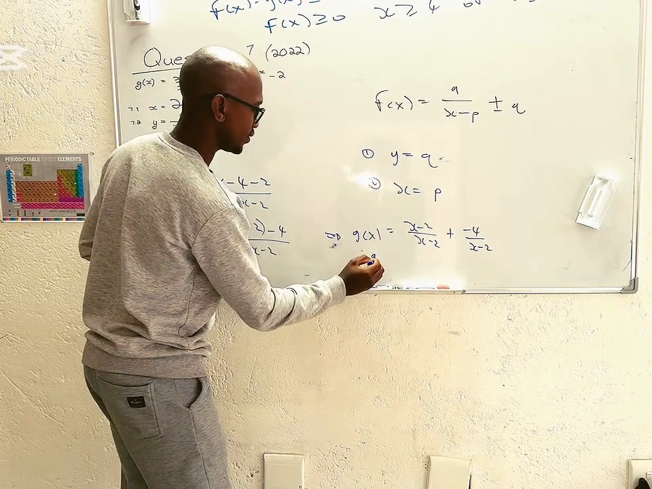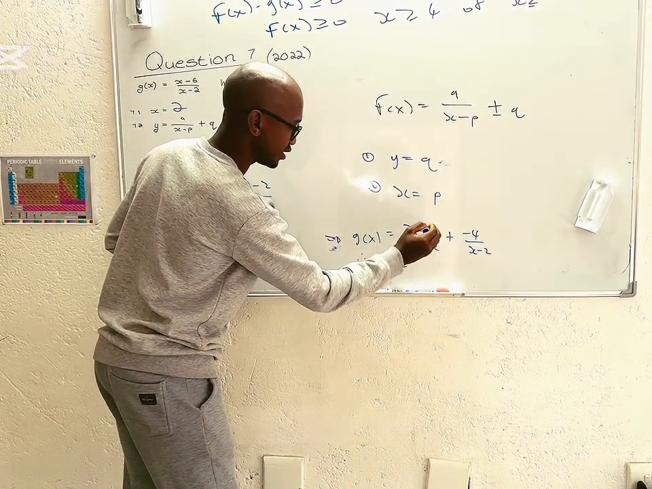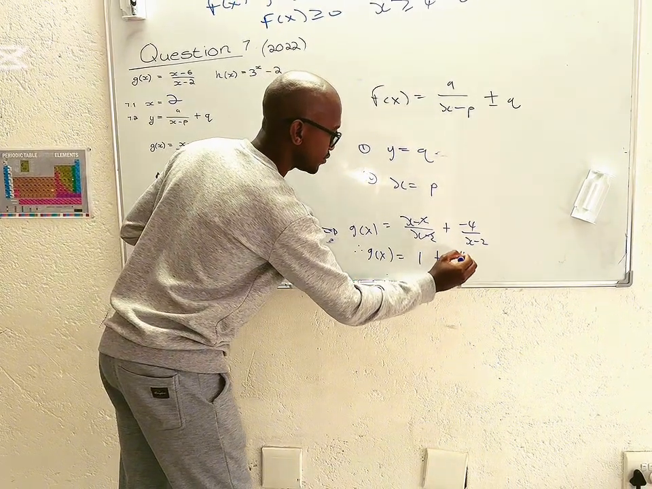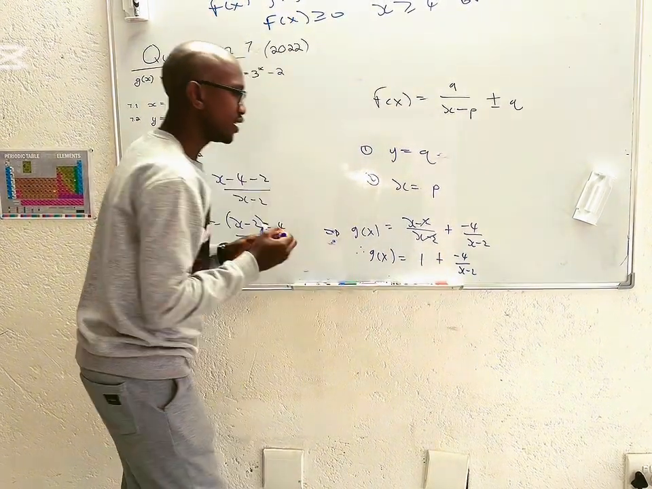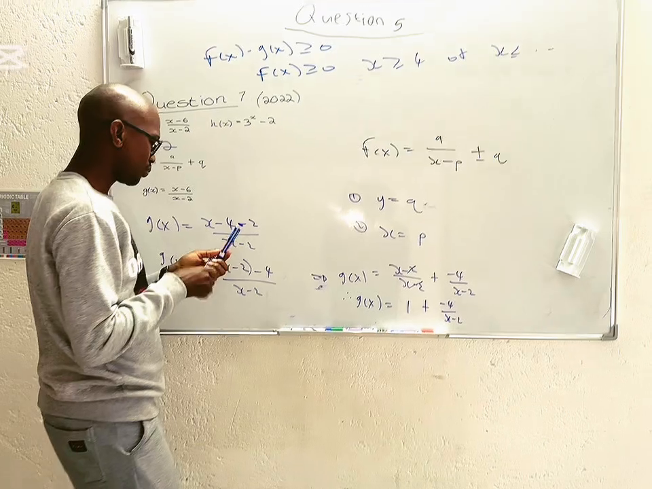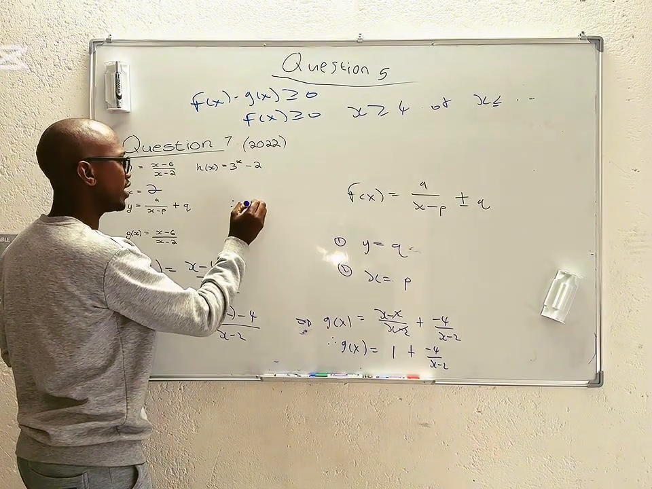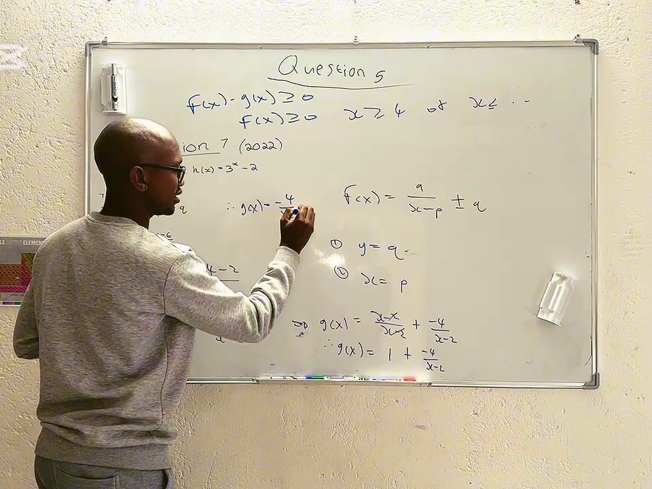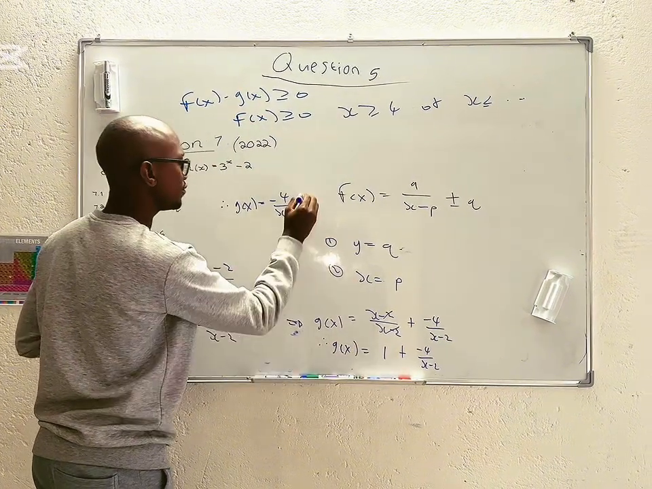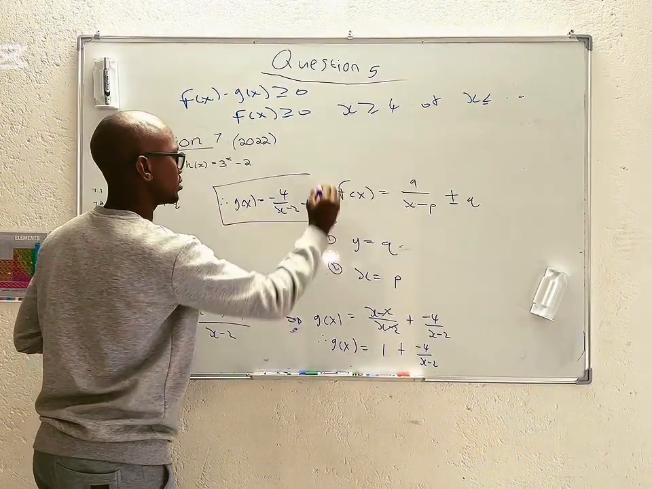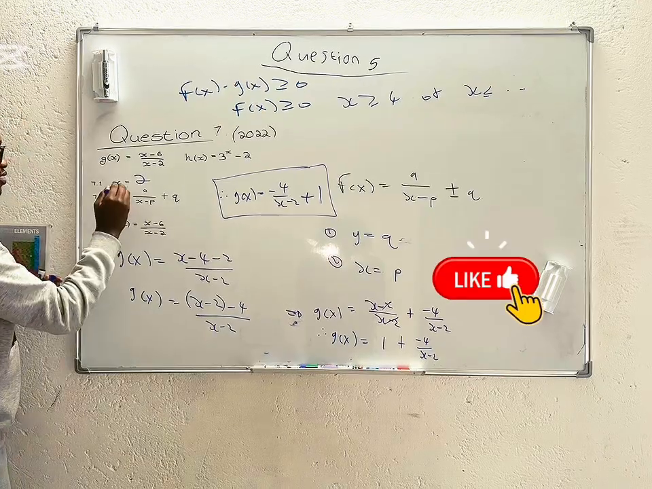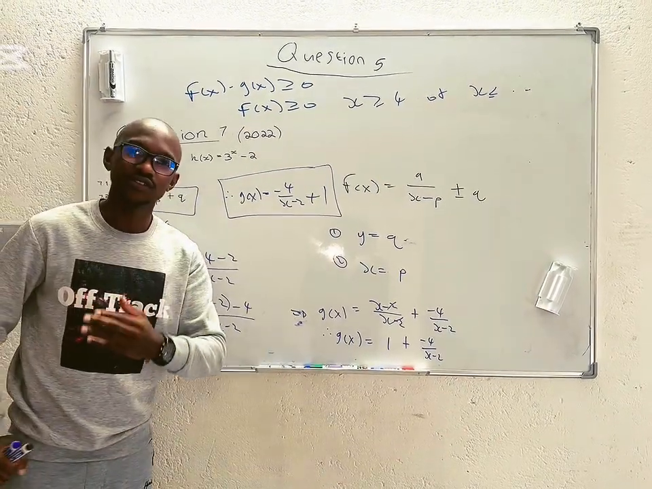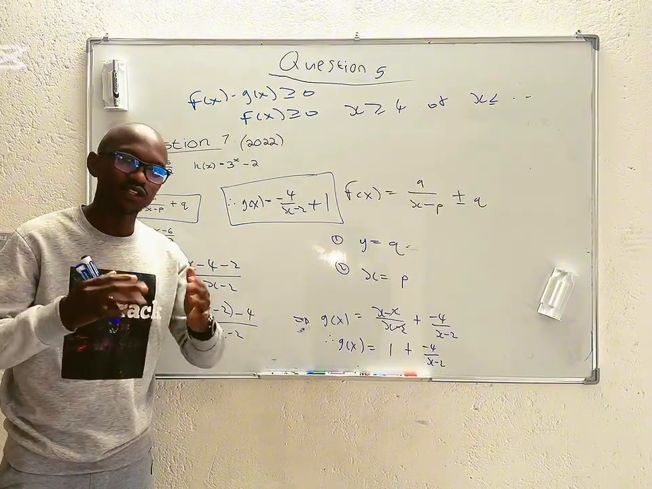Therefore, our g of x will be this and this. We're left with 1 plus negative 4 over x minus 2. Okay, let's rewrite this formula in a proper manner. Therefore, g of x equals negative 4 over x minus 2, since it's positive, plus 1. Check this out. Is this the same as this? If they are the same, congratulations, because you did it and I didn't do it.